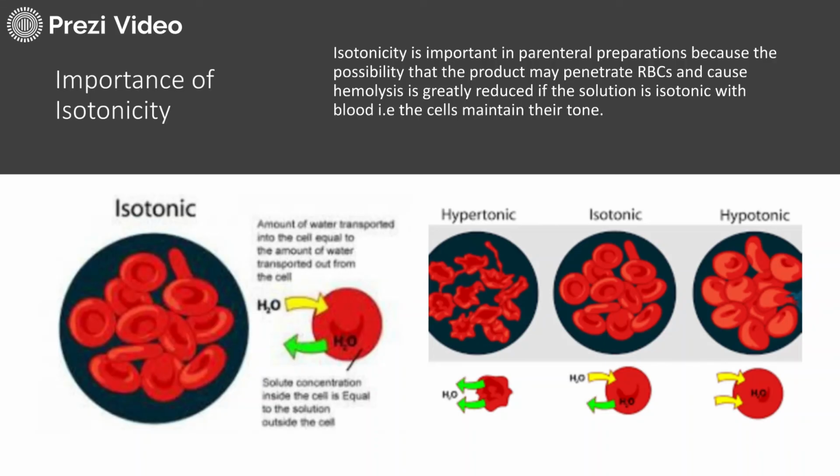So the solute concentration in both the phases, in the plasma and in the RBC, has to be in a balanced state. So isotonicity becomes very important while we consider the formulation of parenteral preparations, because the possibility that the product may penetrate the RBCs and cause hemolysis is greatly reduced if the solution is isotonic with the blood, that is, maintaining their tone. So for maintaining the isotonicity, we generally use sodium chloride and borax.